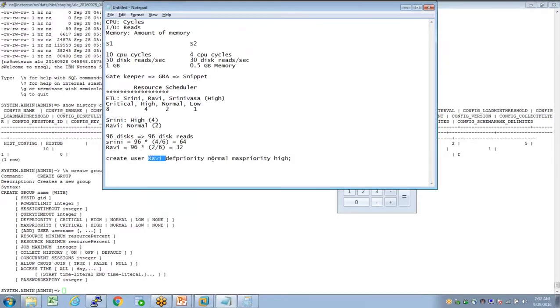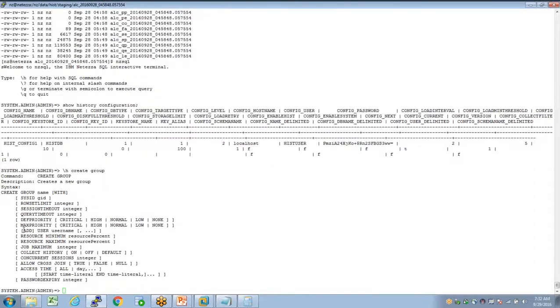Ravi by default is normal only. But if none of the other guys are using the system, if there is still scope to use it, he can get promoted till high priority. Okay, so then you can add users to a group like this. But here comes resource minimum and resource maximum, the important things for our workload management.